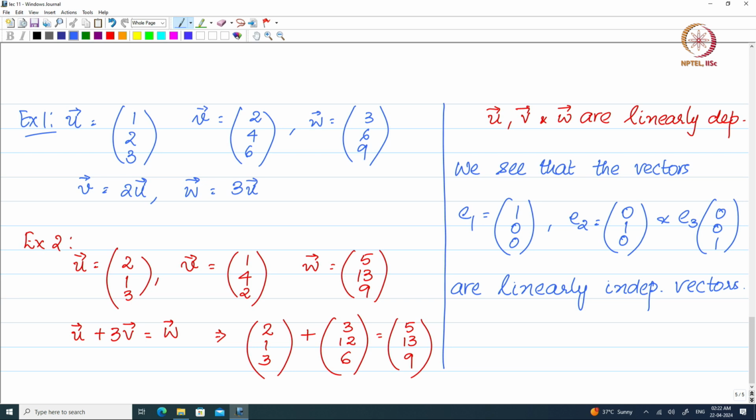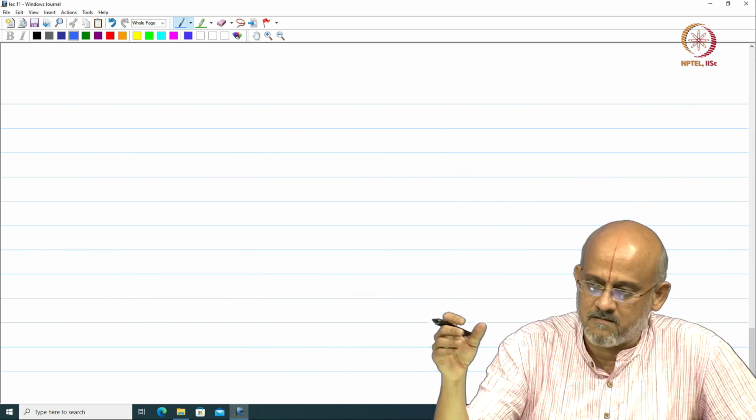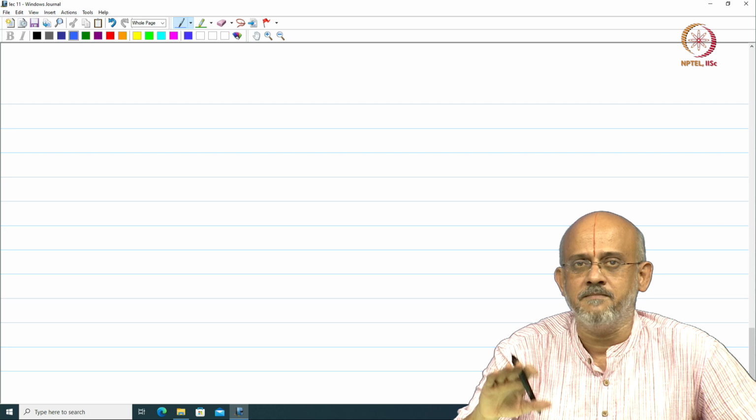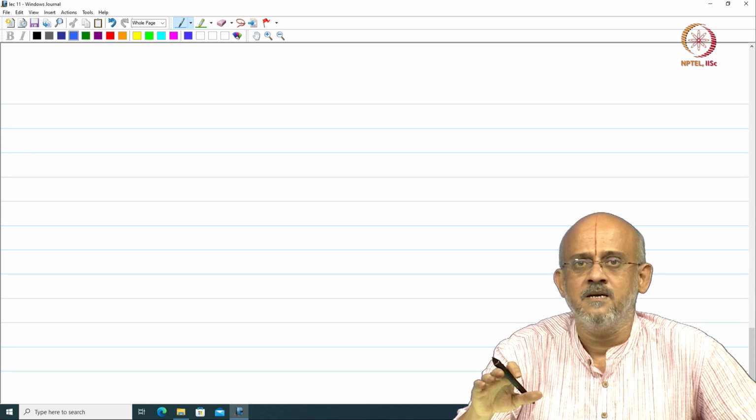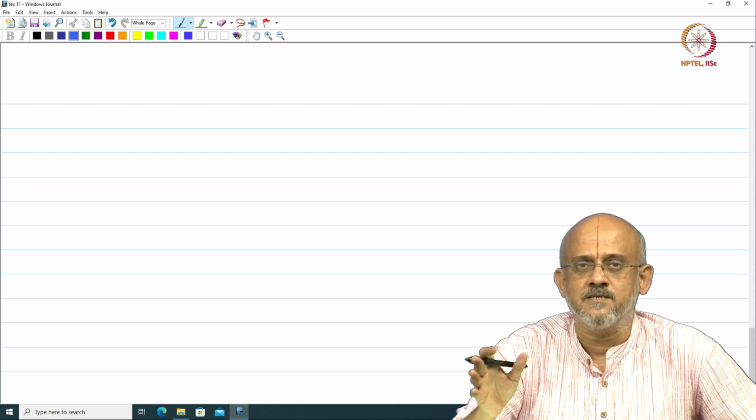Is that clear? So, that means none of these can be expressed as a linear combination of the other two. So, that clearly tells us what we mean by linearly independent vectors in the case of 3 dimensions. When you have only 2 vectors, it is easy to see whether one of the vectors is a multiple of the other.